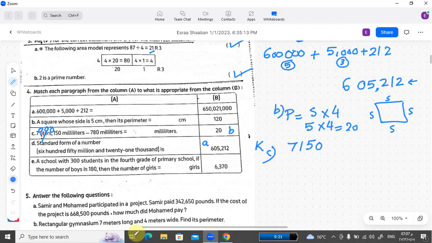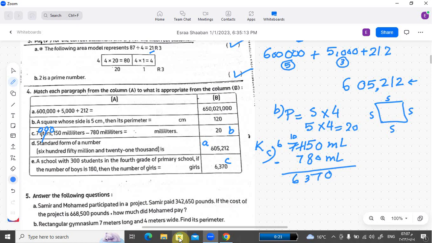So it will be 7,150 milliliters, the first number, minus 780 milliliters also. 0 minus 0 is 0. 5 minus 8 doesn't work, put a 1. 15 minus 8 equals 7. 0 minus 7 doesn't work, put a 1. 10 minus 7 is 3, and drop the 6. So the answer is here.